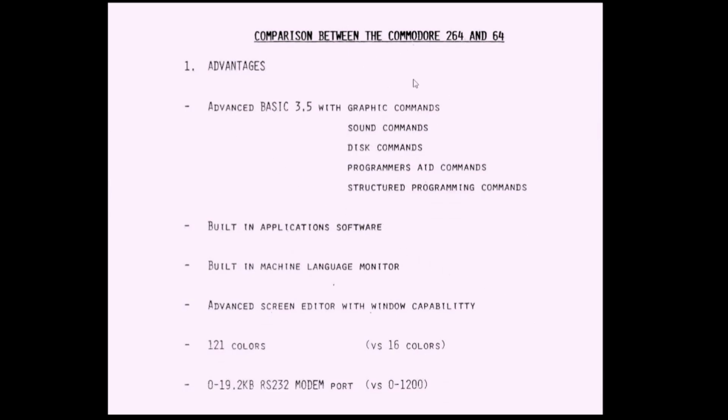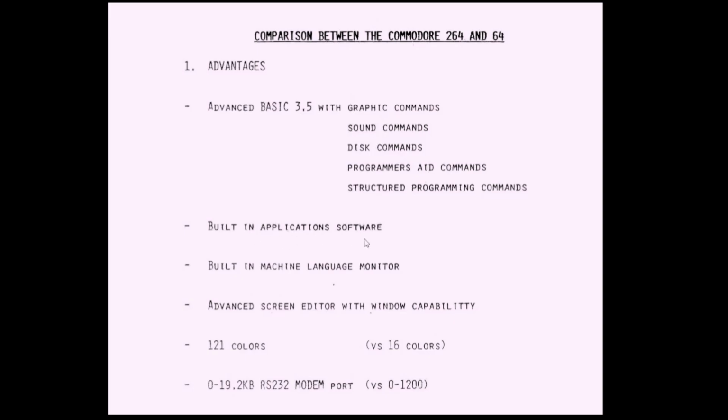So now the comparison between the 264 and the C64. The 264 had some advantages, and these were the advanced BASIC 3.5 with graphic commands, sound commands, disk commands, programming commands, structured programming commands. I did a video about this here. This is the official tech demo. I will put a link into the description.